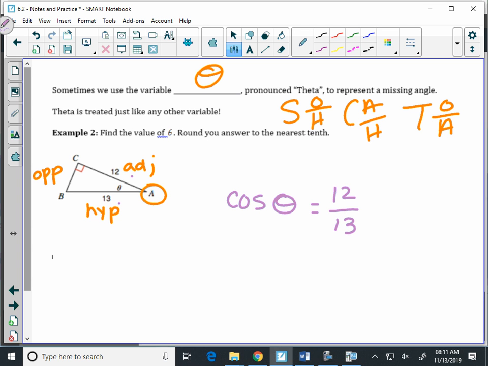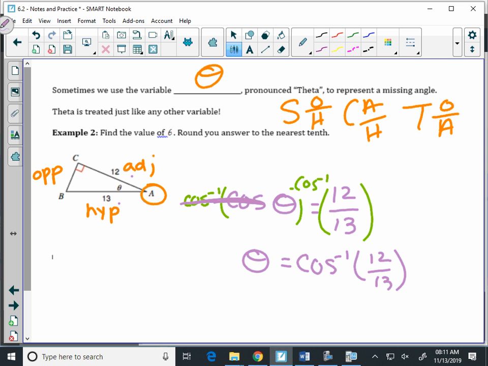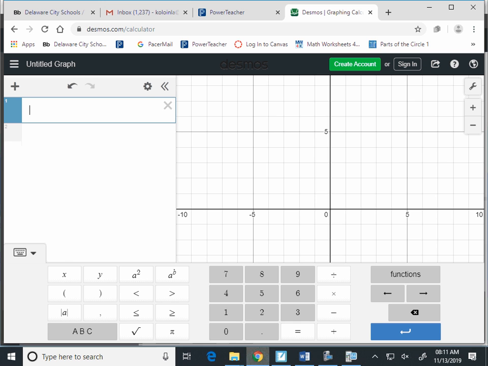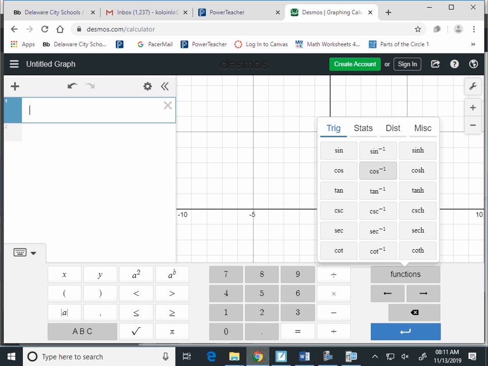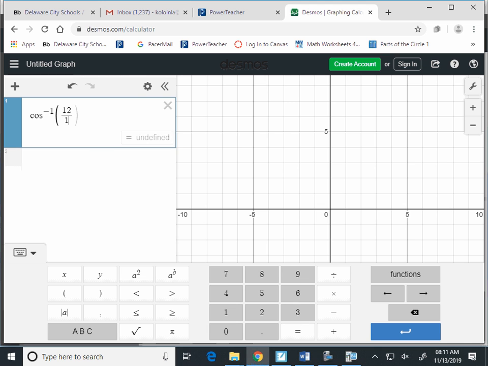We're trying to find an angle. The angle's missing. It's not a curse. What do we use? The inverse. So we just use the inverse of cosine. Cancels out. So theta is equal to whatever the cosine inverse of 12 over 13 is. And in Desmos, go to functions. Go to cosine with the -1 and do 12 divided by 13. And what does it say to round to? Tenths. What is that to the nearest tenth? 22.6.